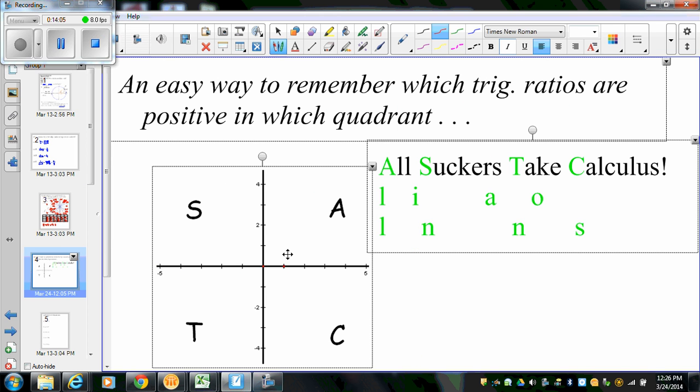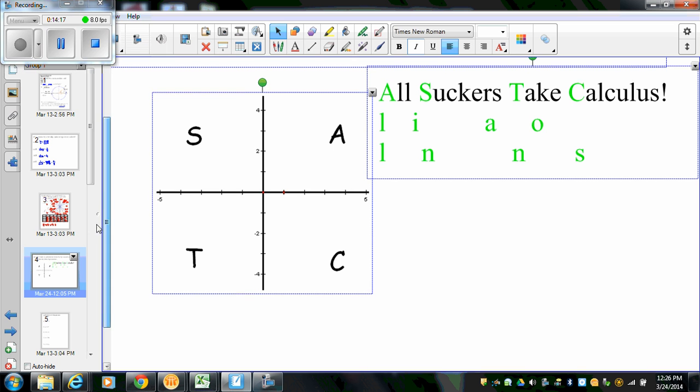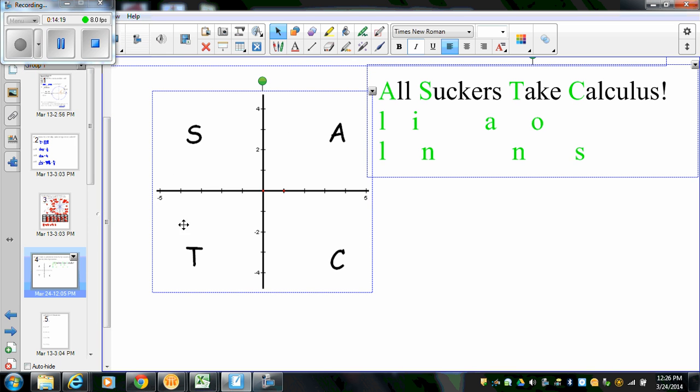Now, a little trick that I always teach my students for how to remember what is positive in what quadrant is a mnemonic device that we say: all suckers take calculus. And as we say that, we write the letters down to those words going around starting from quadrant 1 to 2 to 3 to 4. All suckers take calculus.